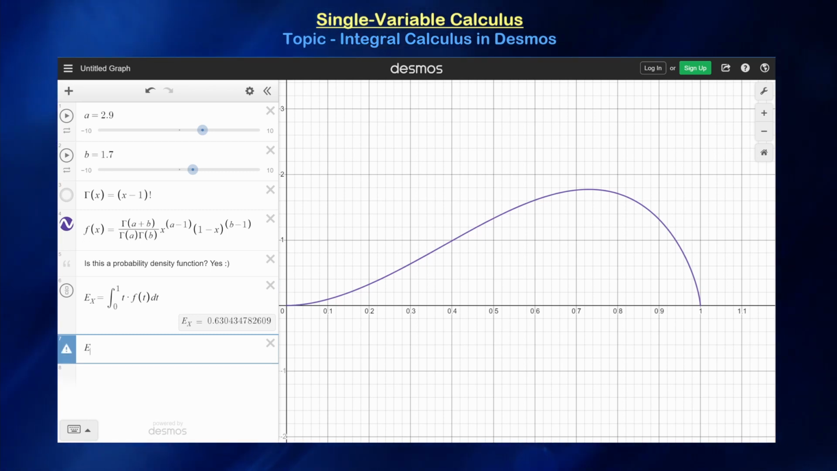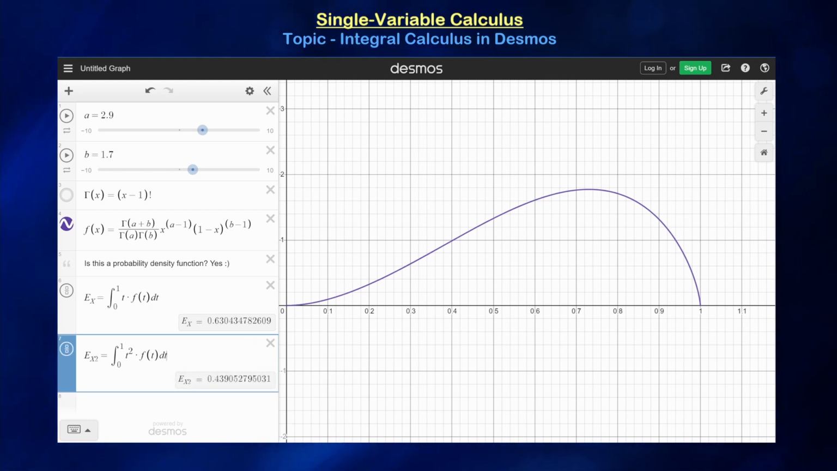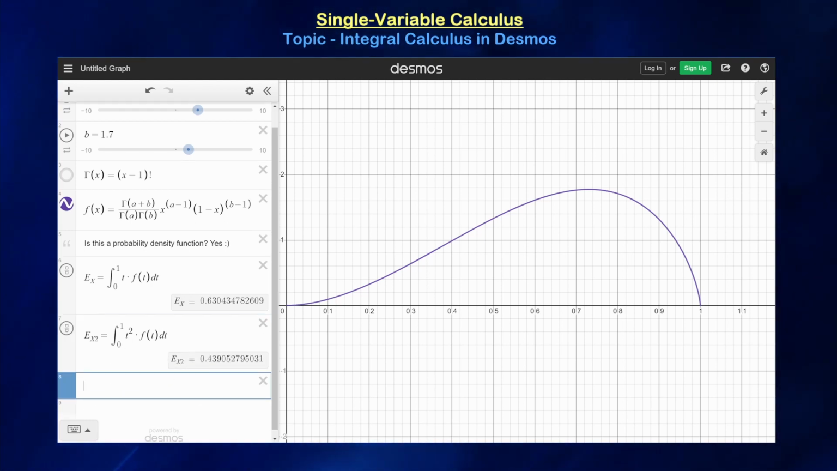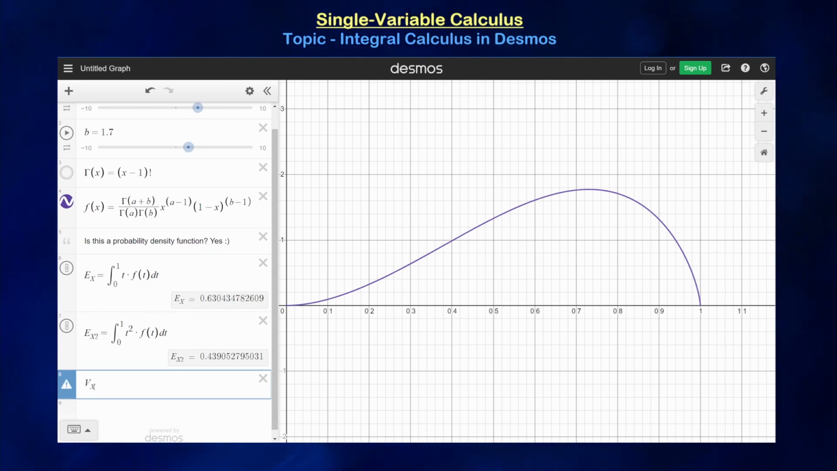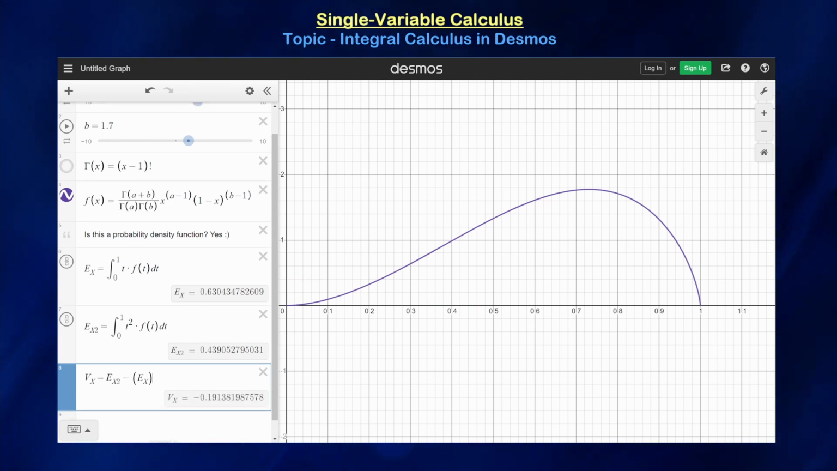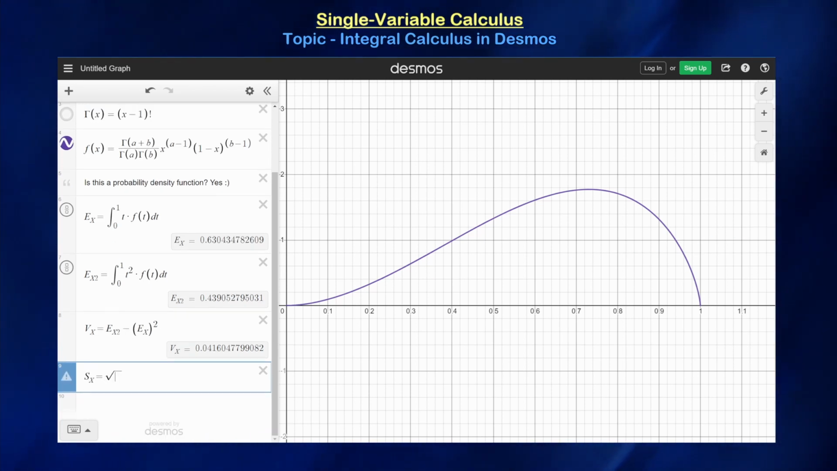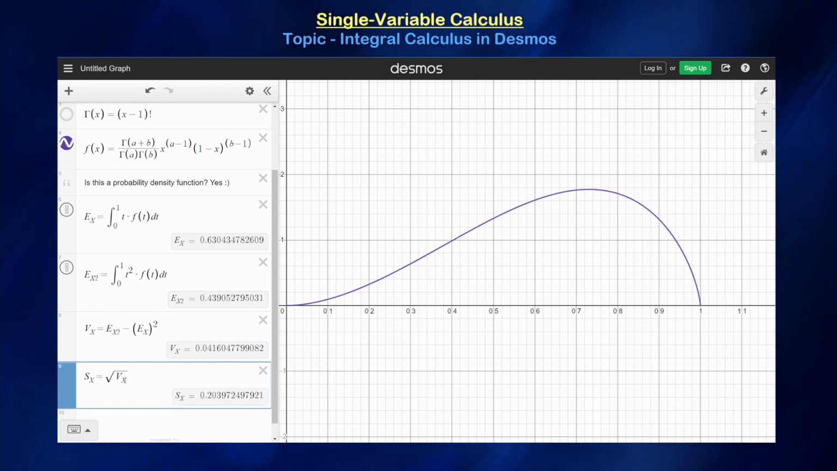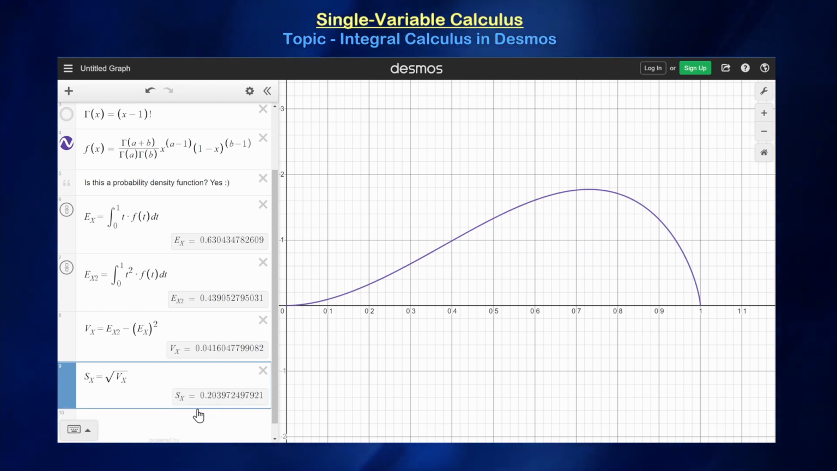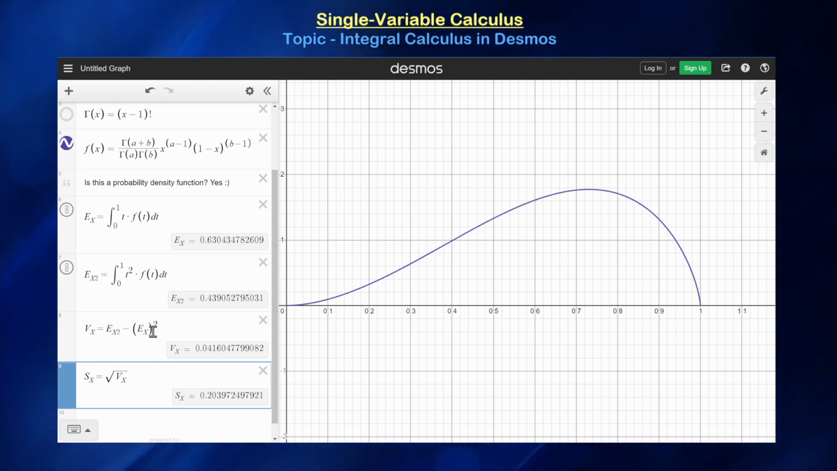The second moment, which is a measure of variation, I'm going to call it E sub x2. That's going to be equal to the integral across the domain of t squared times f of t dt. That's going to be 0.44. The use for this is going to be to calculate the variance. So variance of x is going to be equal to the second moment minus the mean squared. So the variance is equal to that, and the standard deviation, which I'm going to call Sx, that's just going to be equal to the square root of the variance, right? So the standard deviation is 0.20. And there's several applications associated to expected values, second moment, variance, and standard deviation, but that's how you can calculate each of them in Desmos.